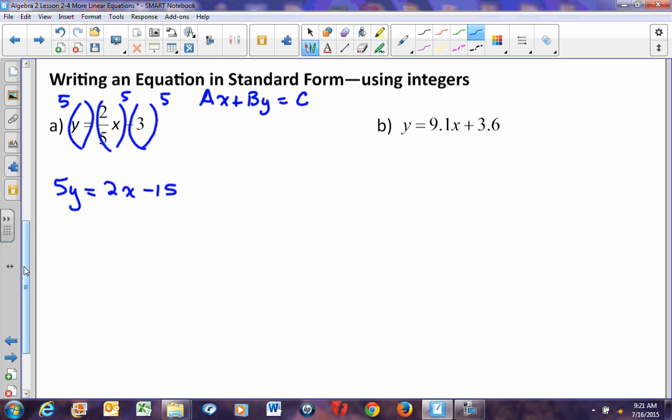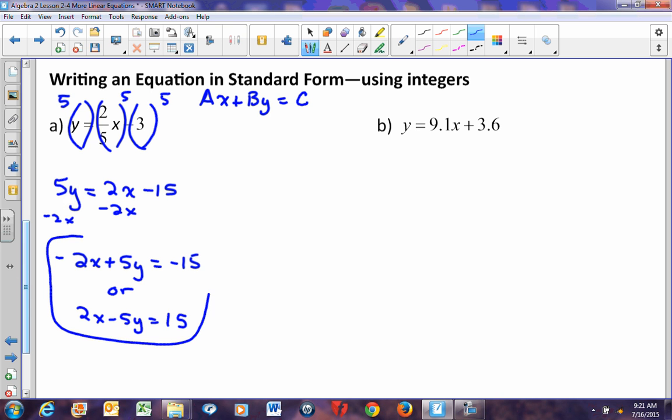Now I have no fractions, so the next thing I'm going to do is write it in the form for x to come first, then y, and then the constant term will be by itself. So I'll subtract 2x here, I'll subtract 2x here, you get negative 2x plus 5y equals negative 15. If you don't like the first term to be negative, you could rewrite that by changing all the signs. 2x minus 5y equals positive 15. Either one of those is acceptable.